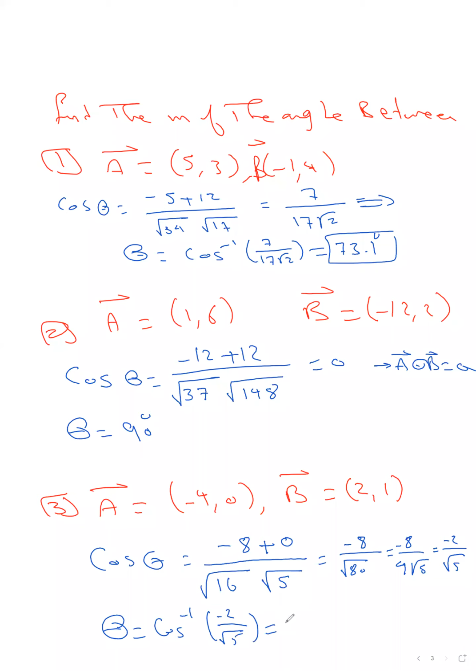Do you have any question in this exercise? We have a mistake here. 4 times 2 is 8 and 0 times 1 equals 0, and the norm of the first one is 16 and the norm of the second one is 5. The result will be negative 8 over root of 80, no mistakes. Good, no problem. What is your problem? Tell me.